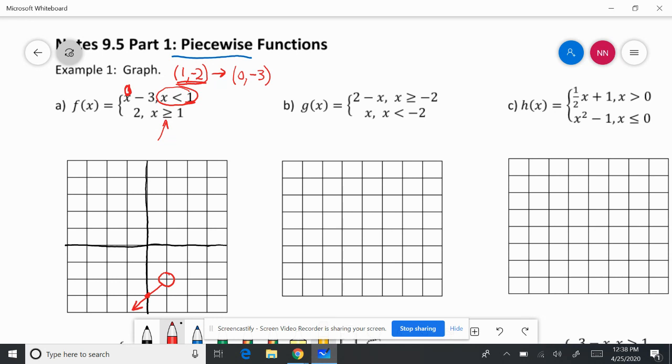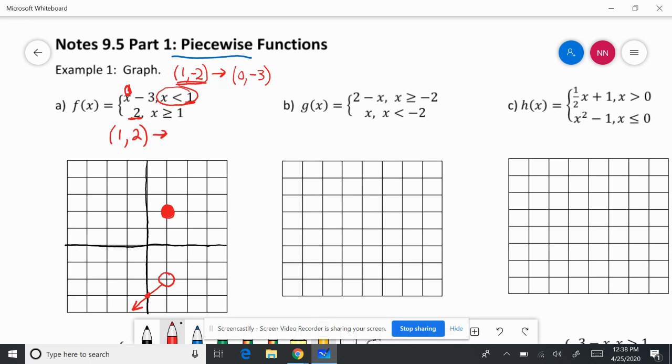Now we're going to look at our second equation. Notice that we're starting with a 1. If I plug a 1 into this equation, it's going to be 2. You may be asking, why is it 2? Well, it's always 2. Notice that there's no x's. No matter what number we pick, it's always going to be 2. We start at (1, 2). I'm going to put a big giant filled-in circle. That's the starting point.